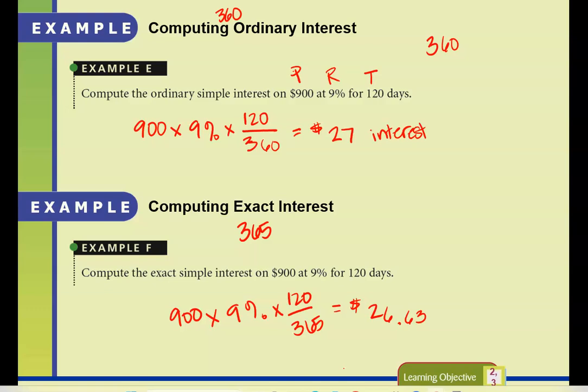Okay, and so you can see that with ordinary interest, you're actually paying more, but just slightly. So be very careful when you're completing this week's word problem assignment. Look for the words ordinary or exact so that you know if you have to use 360 days or 365 days.